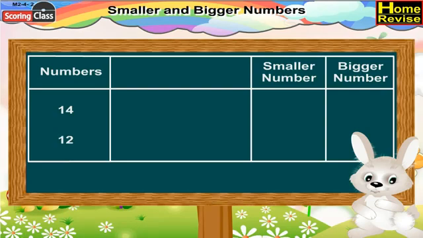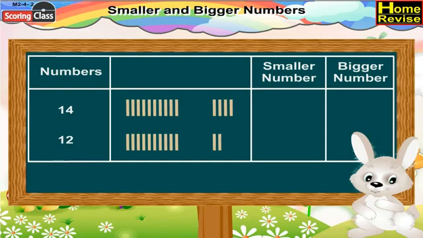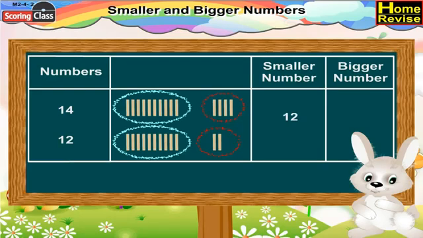14, 12. Now draw 14 lines for number 14 and 12 lines for number 12. Now count 10 lines in each number and encircle them. Now that you have created a group of 10 in each number, let us see how many lines remain. In 14, 4 lines remain. In number 12, 2 lines remain. Now 14 is bigger than 12. So number 12 is a smaller number and number 14 is a bigger number.